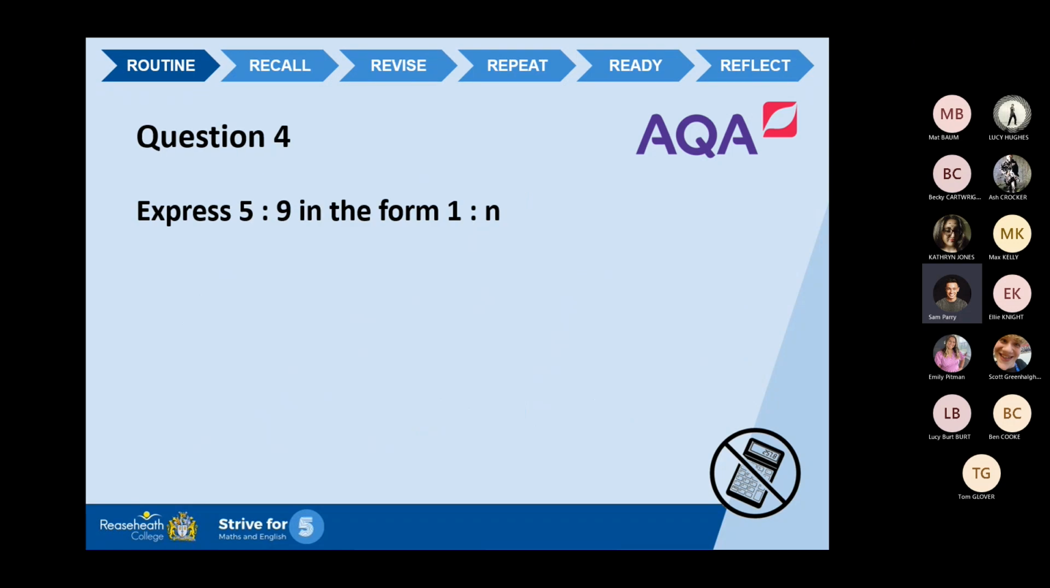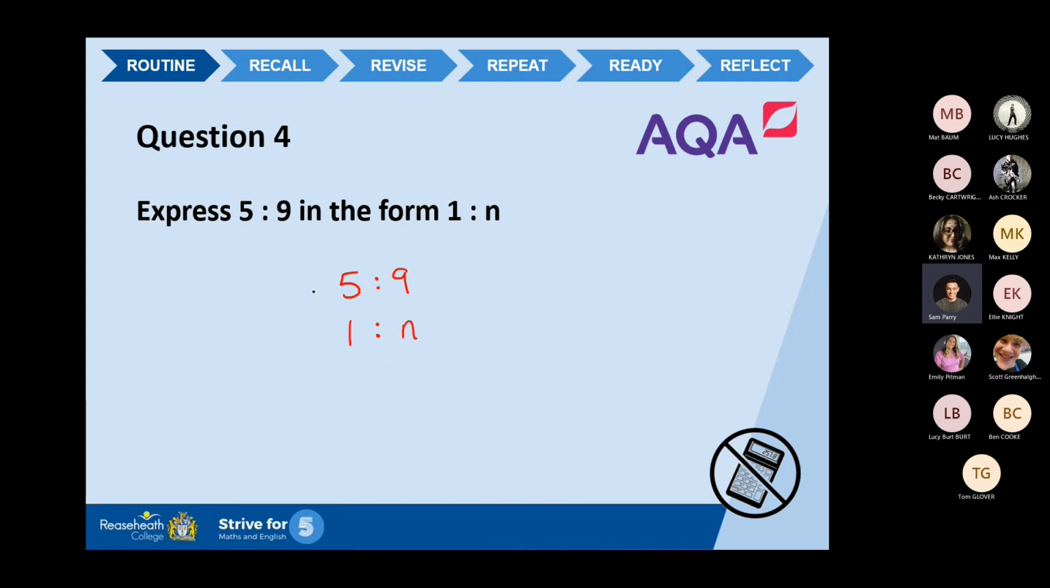Now, this is a question that we've seen many, many times, and it's answered very interestingly amongst students. Some students leave it, and then those who answer it tend to have a strategy for it. But my strategy from the top is I write the 2 ratios on top of each other. So I've got 5 to 9, and then 1 to n.